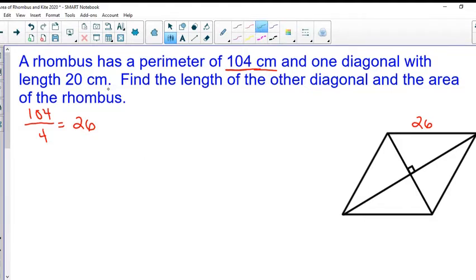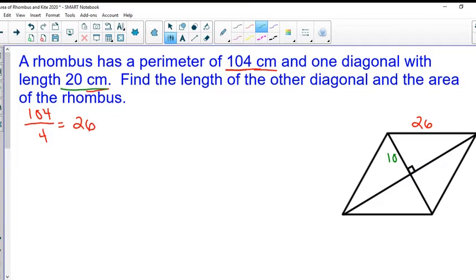Then we have that one diagonal is a length of 20. And what I want you to make sure you understand is that the entire length is 20. So that means when we come to our picture over here, the whole thing is 20. So that means half of it is 10 because a diagonal is being bisected in a rhombus.